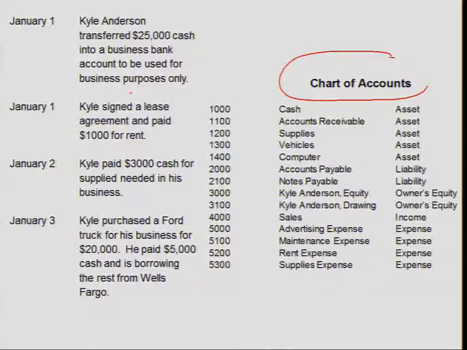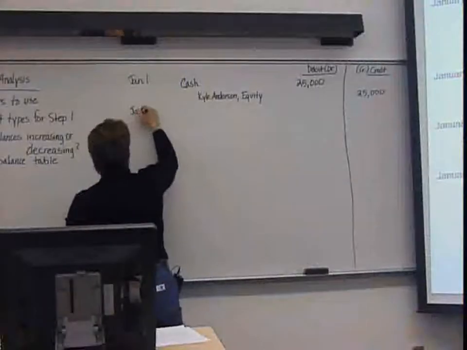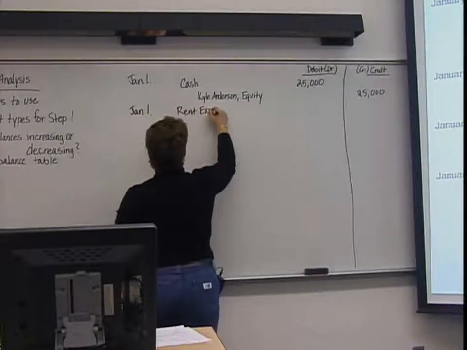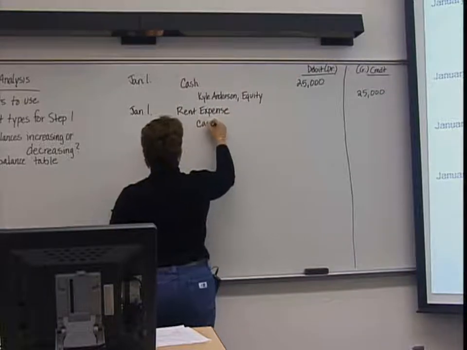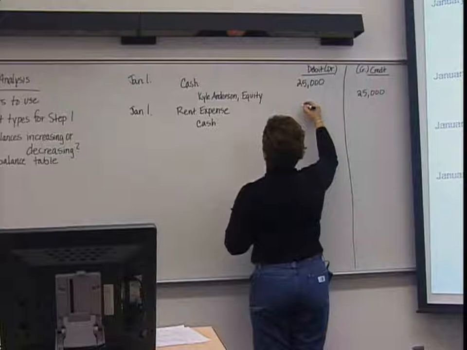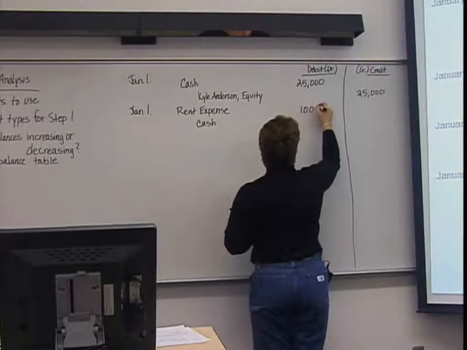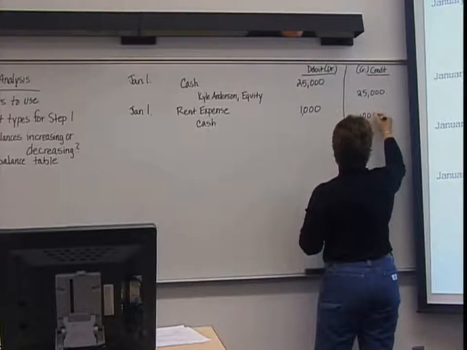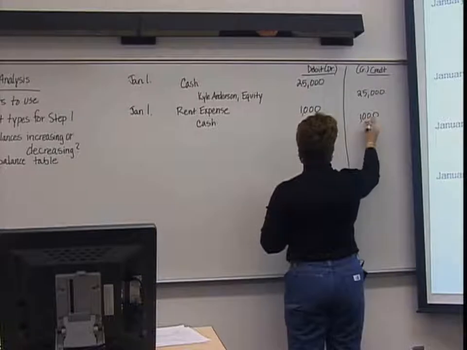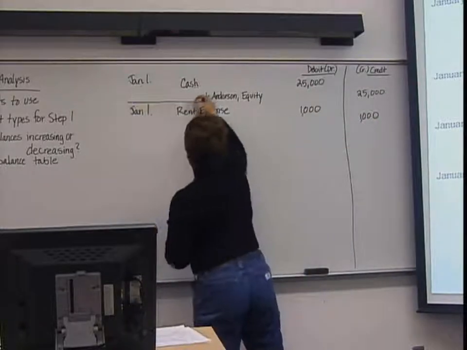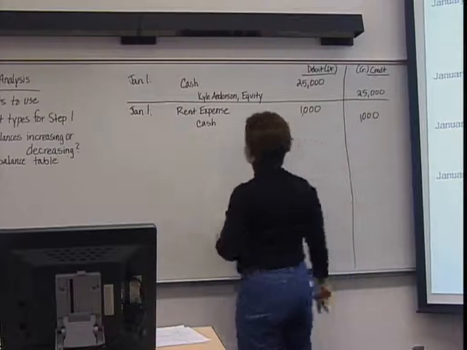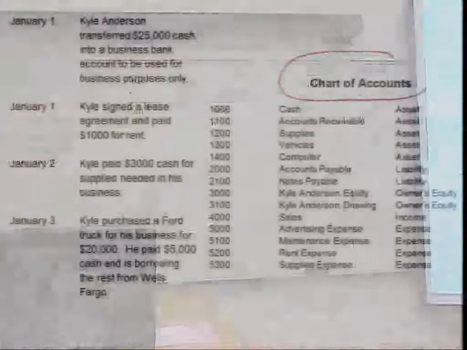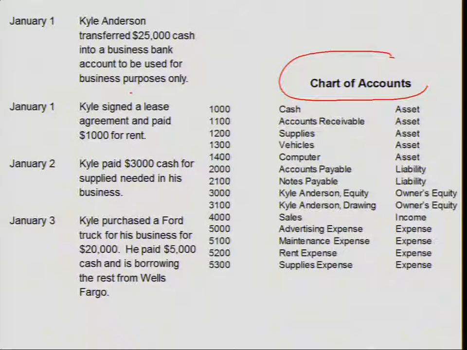cash. So again, January 1, we will debit rent expense, and we will credit cash. Again, an increase for the rent at $1,000 with a debit, and a decrease of cash with a credit. Debits equal credits. Moving right along to January 2nd, Kyle paid $3,000 cash for supplies needed in his business.